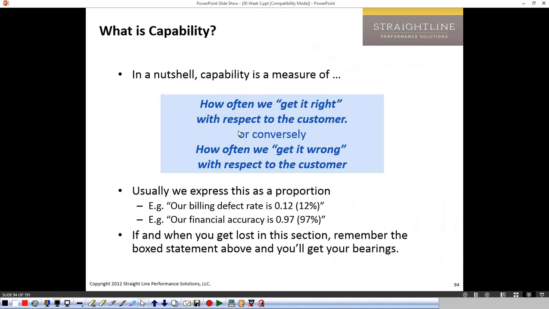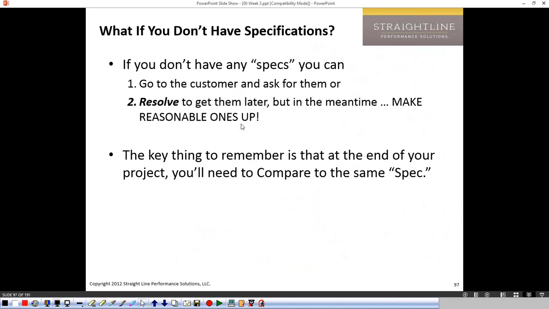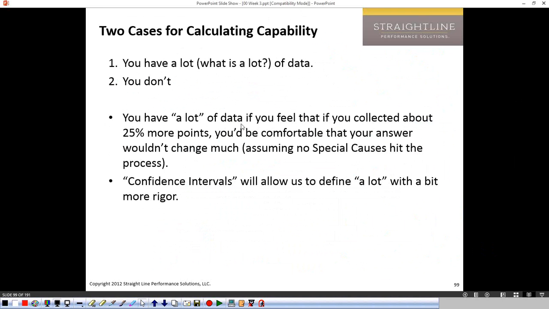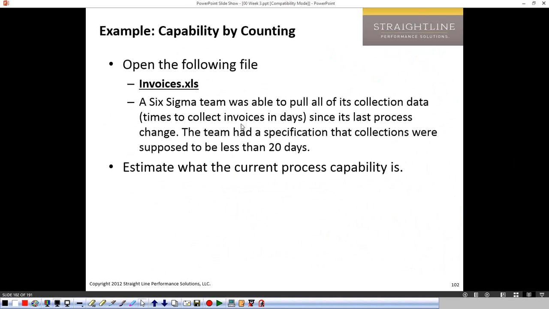And like I said, you can read through this, and it's more flowery language. But let's go ahead and do the example that is on this one right here. Okay. So here we have a Six Sigma team that is working on collections. This is a collections project. So they're looking at times to collect invoices. And the team has a specification that collections were supposed to be less than 20 days. Let's estimate what the current process capability is.